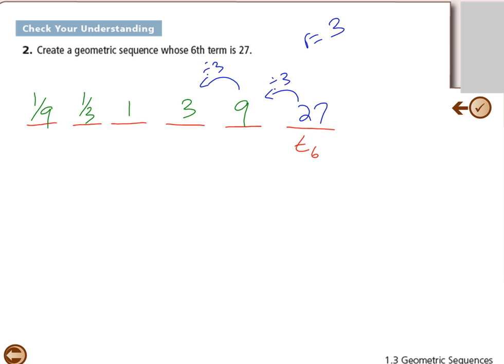It's a sequence, so we got to make sure that we're putting a sequence and put those in there. Hey, let's make it infinite. I could have made it finite. I could have stopped at the 27, but I decided, hey, let's keep it going.